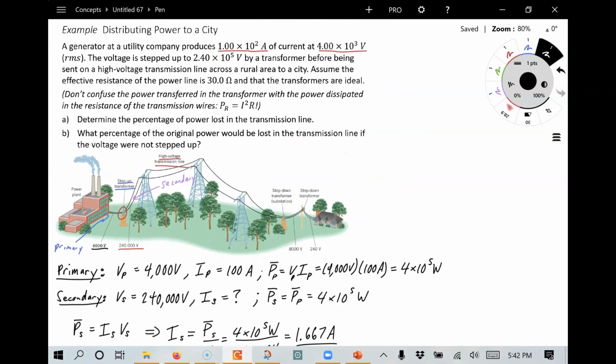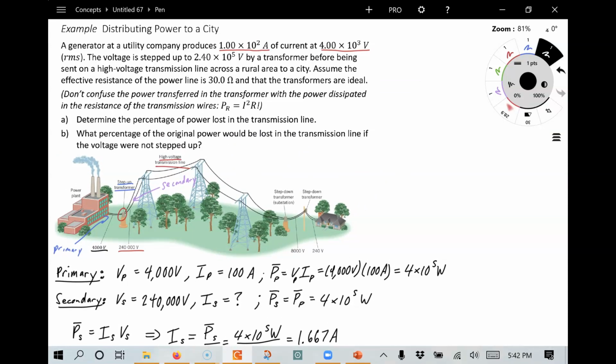Now I want to go back and look at the problem again here. And notice that it says, don't confuse the power transferred in the transformer with the power dissipated in the resistance of the transmission lines. So what we're going to look at now is, in order for the electrical energy, the power, to be transmitted all the way along these power lines over to the rural area, the current is going to be flowing in those transmission lines, and because of that, some of that power is lost. Some of the power is going to be lost as heating of those transmission wires.